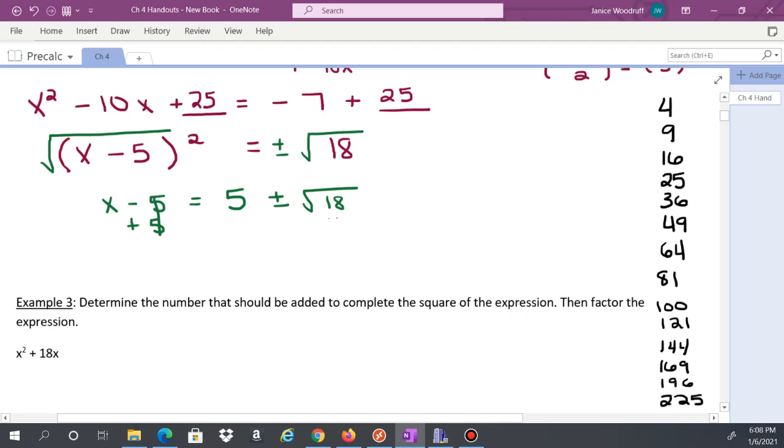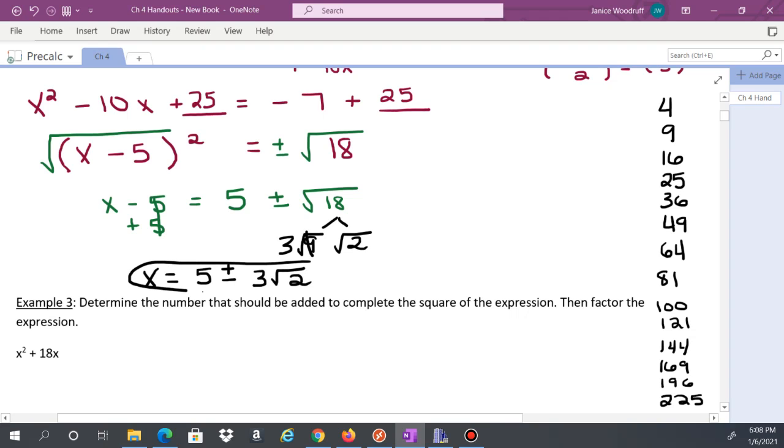9. So we break that up into 9 times 2, which would give us 18. They're both still under the radical since we're breaking them up underneath the radical. So we take the square root of the one that's the perfect square. That perfect square is 9, so this becomes 3 radical 2. So our answer here is going to be x equals 5 plus or minus 3 radical 2.